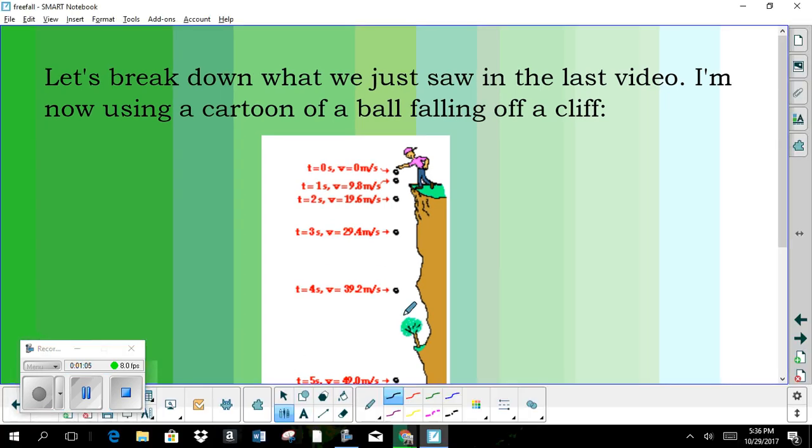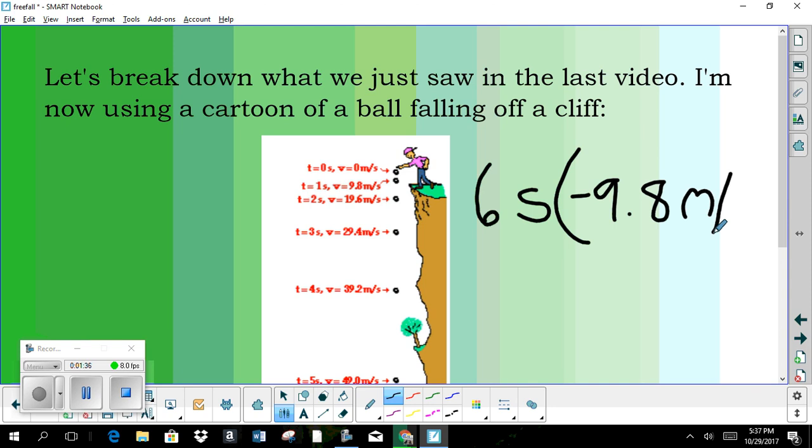So for any time that I have for an object that is experiencing free fall, I can absolutely find out how fast that object is going. So let's take it for 6 seconds. That's an S for seconds, I can multiply that by negative 9.8. I'm going to turn this to negative to remind myself that this is a vector quantity and the rock is heading downwards, and this is meters per second squared.